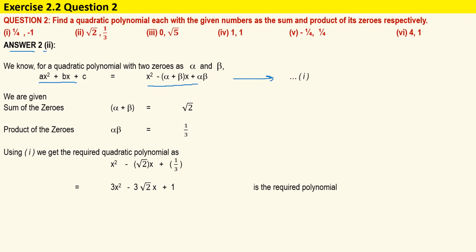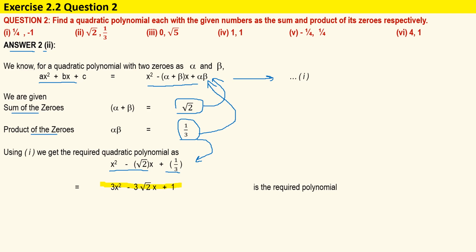And in this question we are given sum of the zeros as square root of 2 and product of the zeros is given to us as 1 divided by 3, and let's put these two values into our equation number 1, and based on that we get the quadratic polynomial as x square minus square root of 2 x plus 1 by 3, which when simplified will give us 3x square minus 3 square root of 2 times x plus 1.